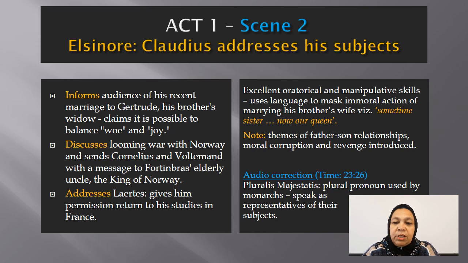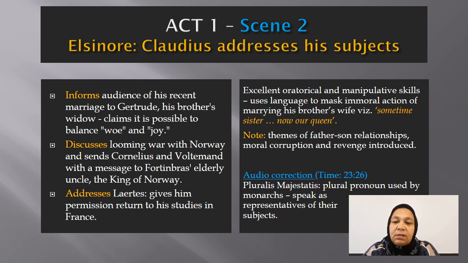So what does he do? He informs the audience of his recent marriage to Gertrude, his brother's widow, and he says that it is possible to balance both joy and sadness. Remember, he has to justify his marriage to his sister-in-law under the very sad circumstances of a country who is still mourning the loss of a king.